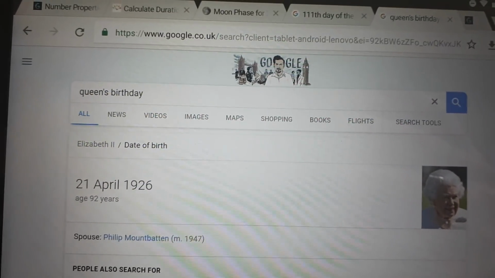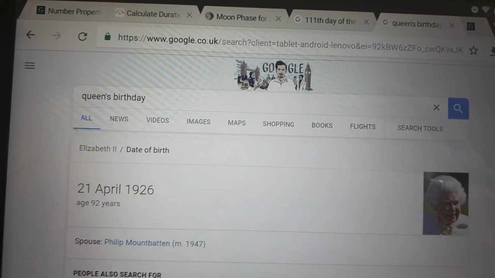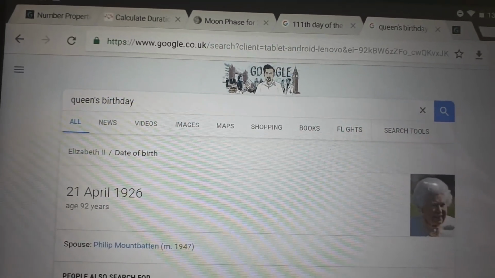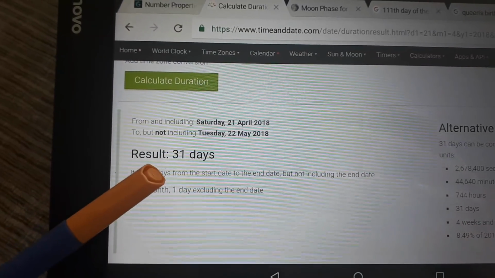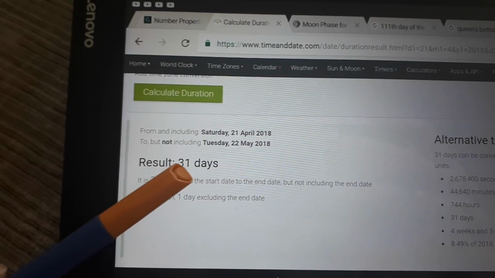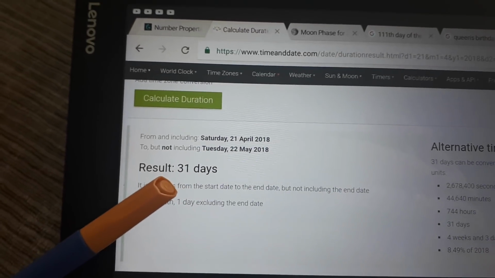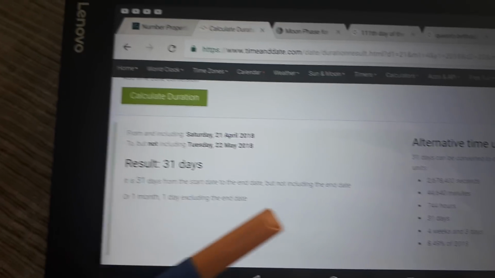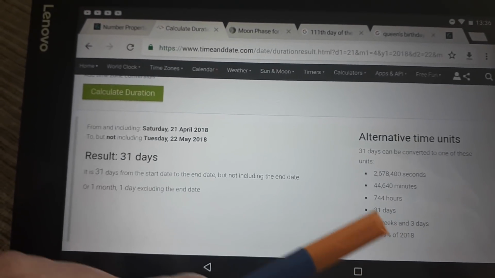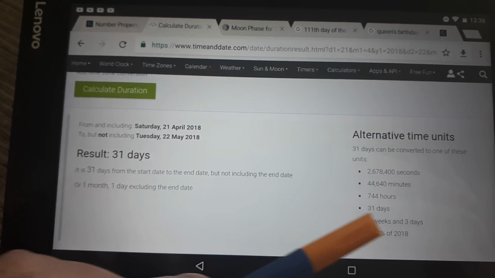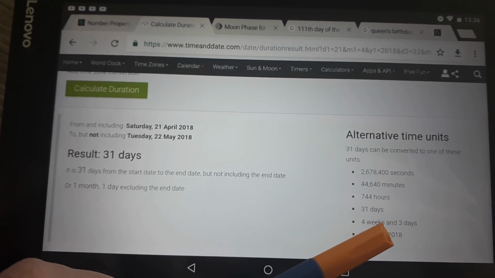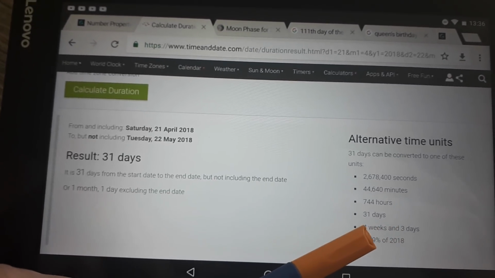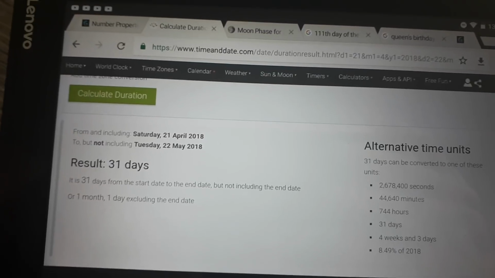Let's have a look at the Queen's birthday, 21st of April of this year. 31 days. 13 backwards, master of time. 1 month, 1 day. 4 weeks, 3 days is 31 days. That's 34 backwards, so the 9th Fibonacci as well.